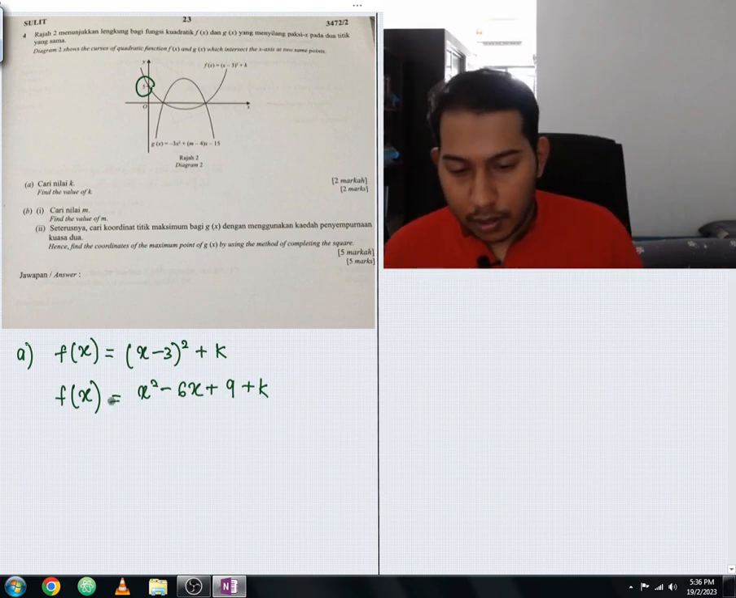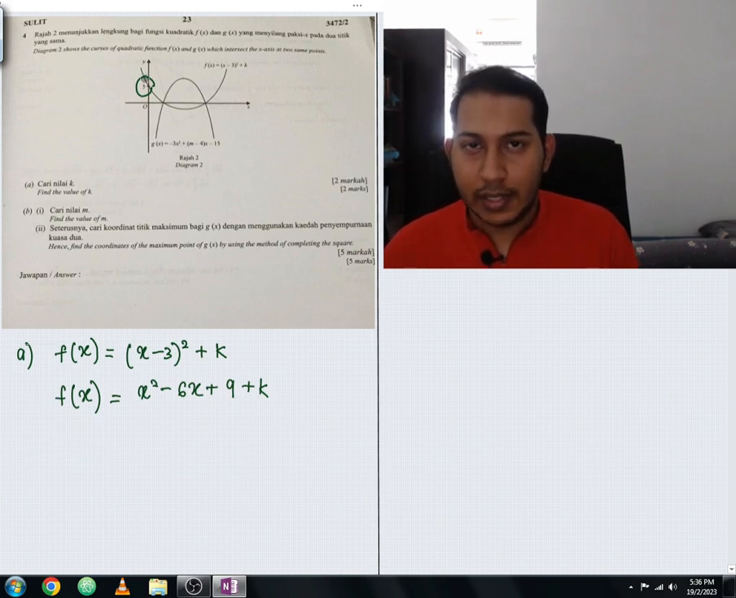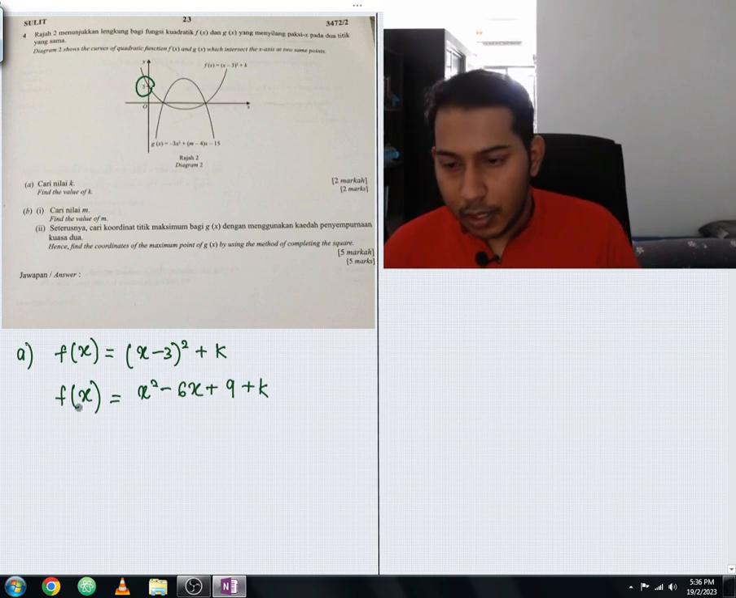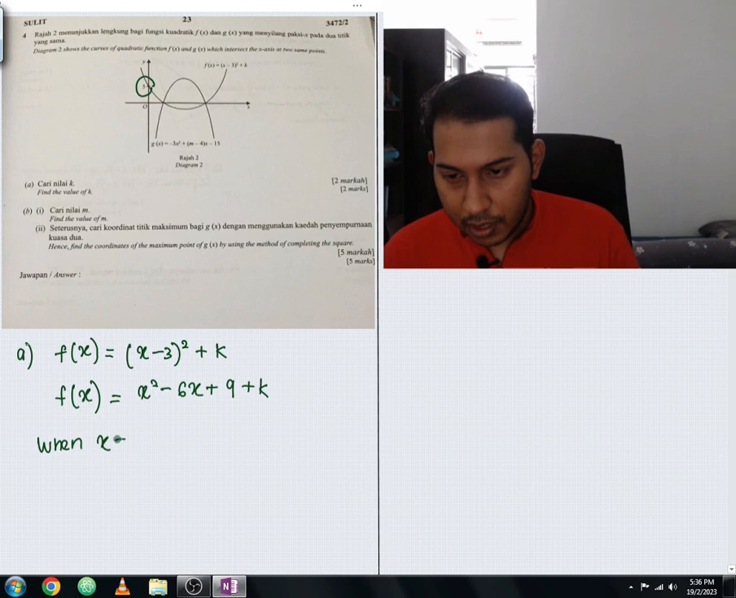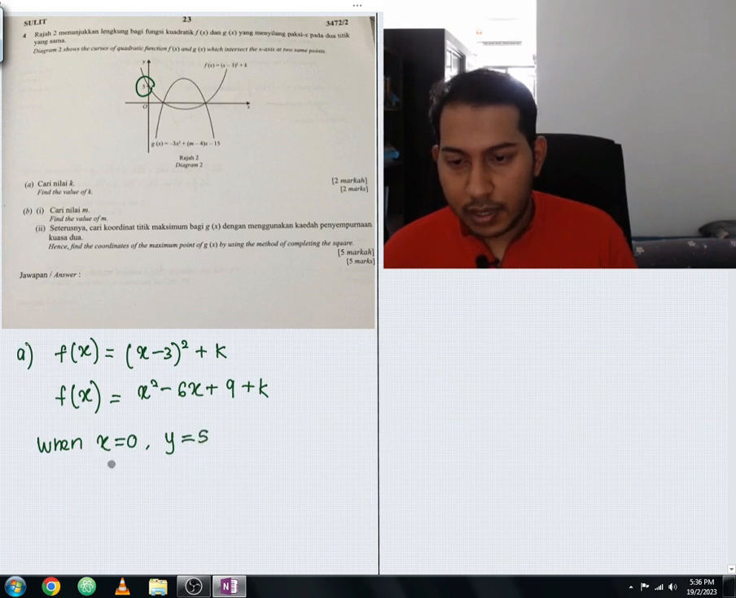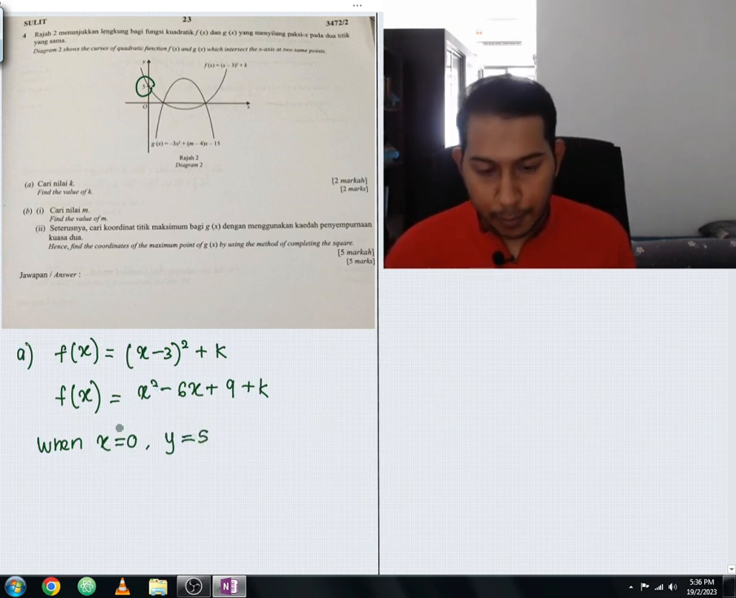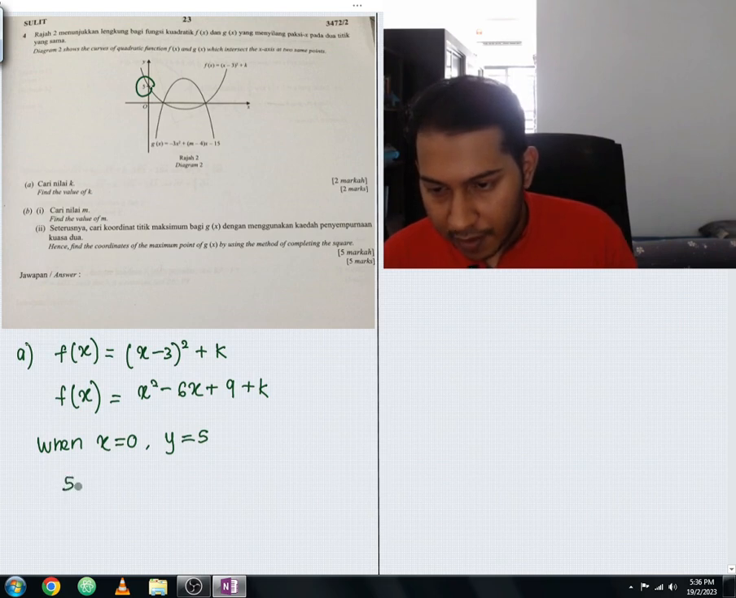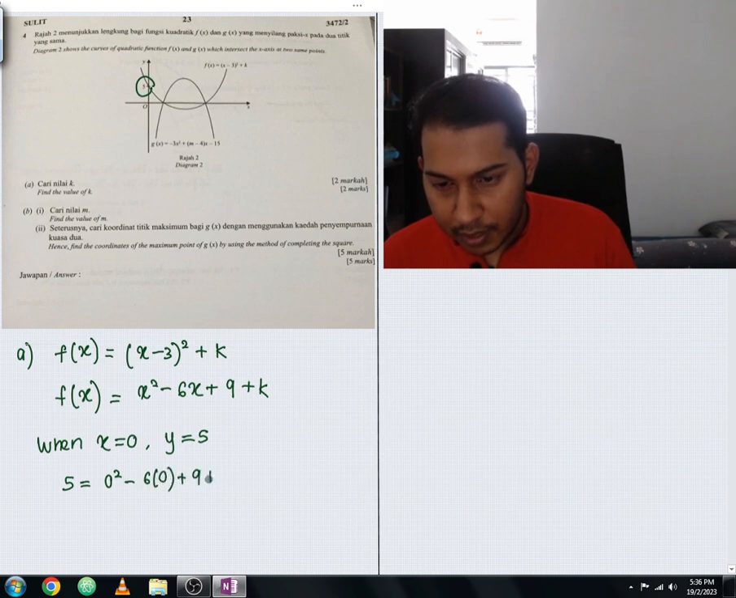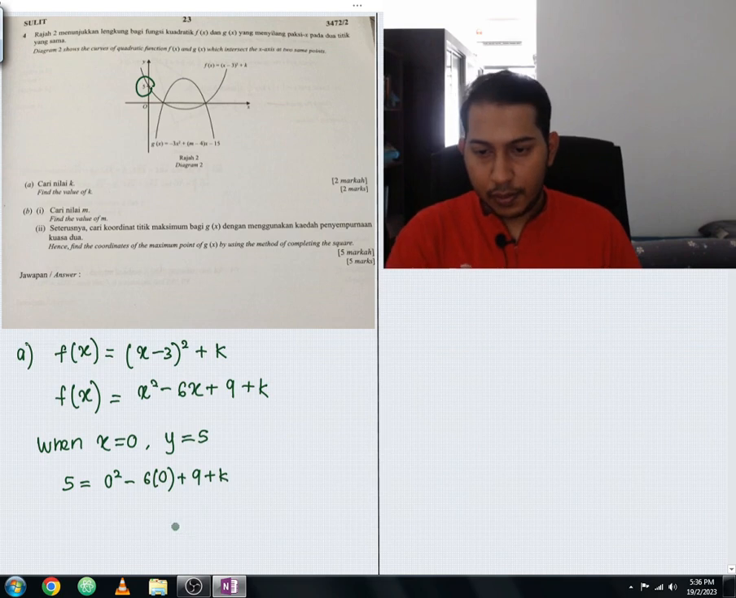Very simple. We're going to set x equals to 0, because it is a y-intercept, right? So technically your x value will be 0. When x equals 0, you have y equals 5. So we're going to insert these two values into this f(x) equation. So 5 will be equal to 0² − 6 times 0 + 9 + k.